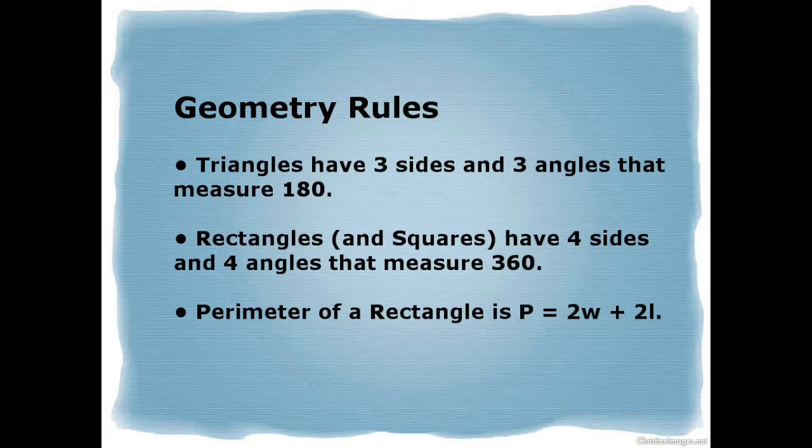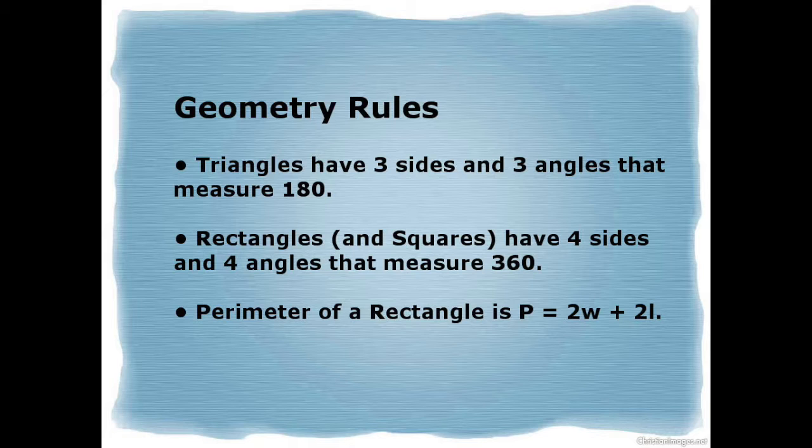Rectangles have four sides and four angles that measure 360 degrees. And a square is a rectangle, so that would be true for squares also. So there's three things that you need to know about rectangles. They have four sides, they have four angles, and those four angles measure 360 degrees.